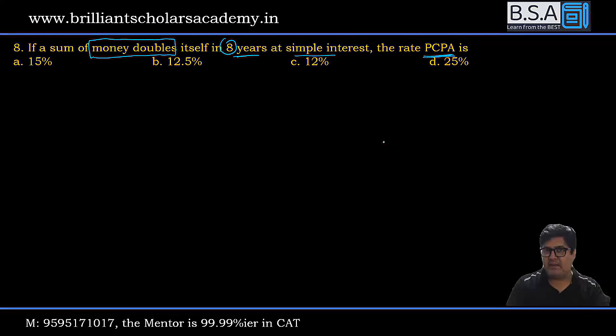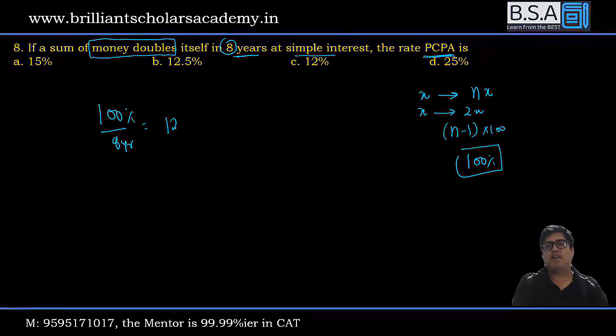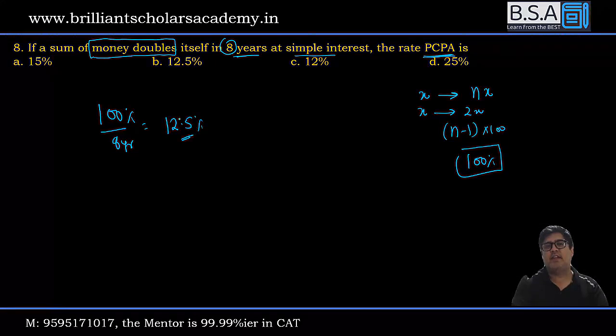When something doubles itself, we have talked about when something becomes n times, the principal becomes n times. What is the growth? The growth is (n minus 1) into 100. The money is doubling itself, so growth is 100%. 100% growth is done in 8 years. So what is the percentage every year? 12.5.